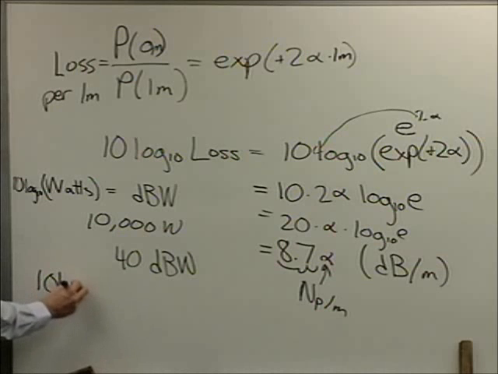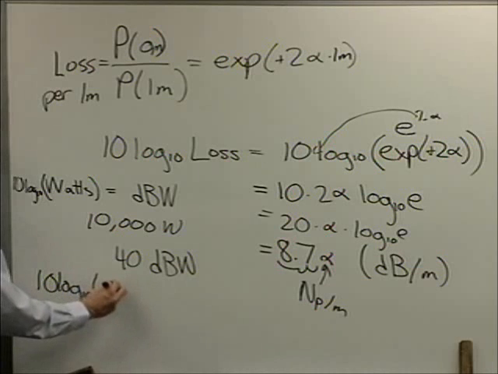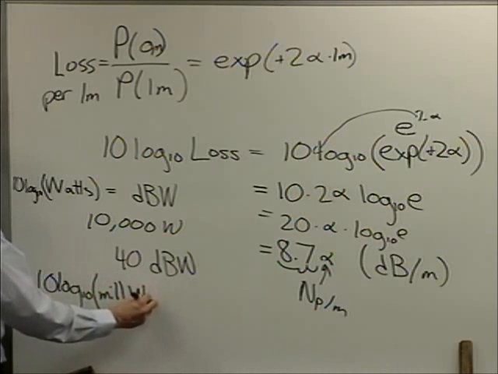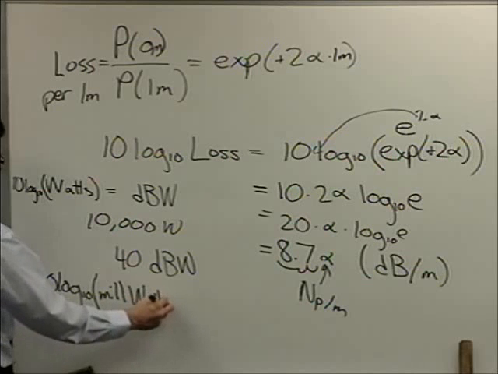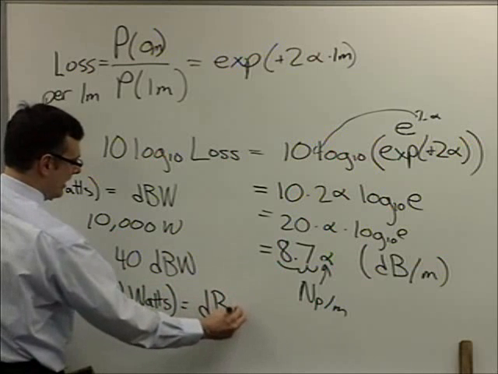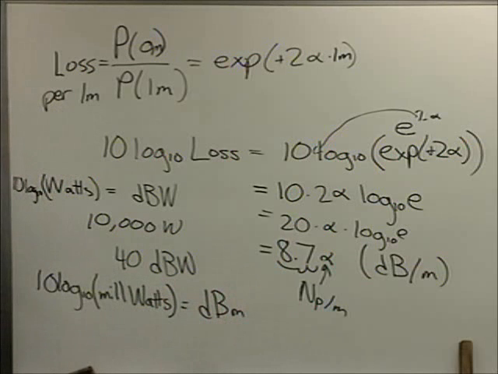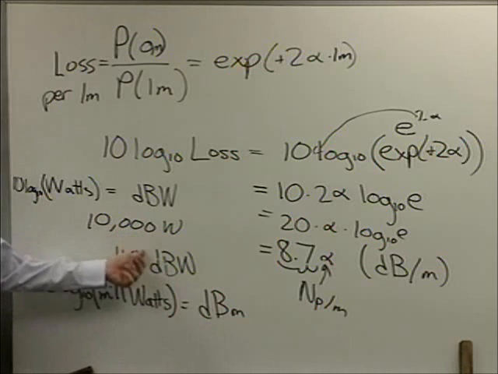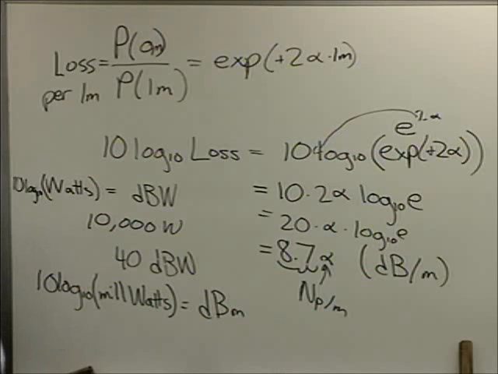In that case, for those smaller values, especially at receivers, we like to do 10 log base 10 of the value in milliwatts. And that we give a special unit, dBm. So 30 dBm is 1,000 milliwatts, which is the same as a watt. In fact, if you ever want to convert from dBW to dBm, you just add 30 to dBW.